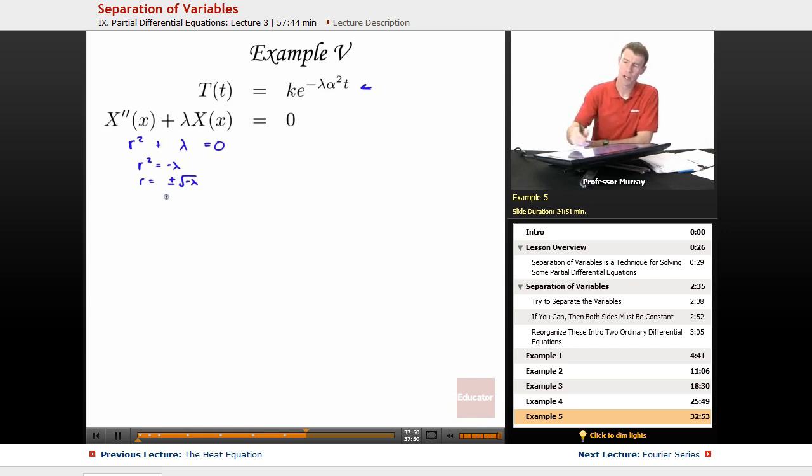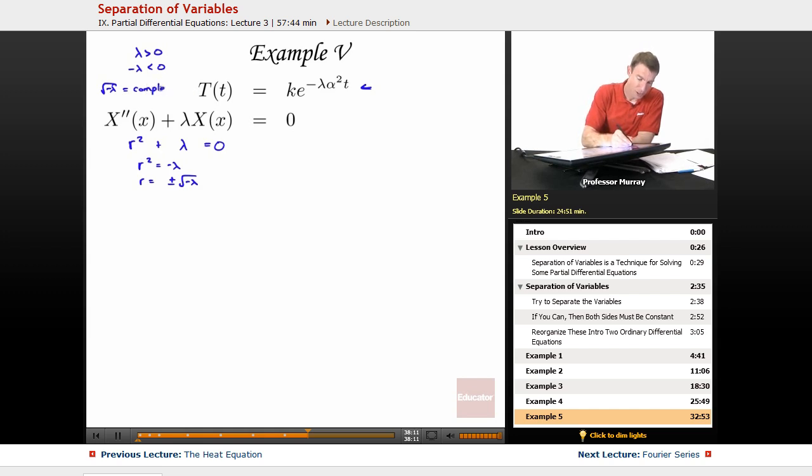Let me remind you that we were given an assumption here, which was that lambda was bigger than 0. And so that means that negative lambda is less than 0. And so that means the square root of negative lambda is complex.